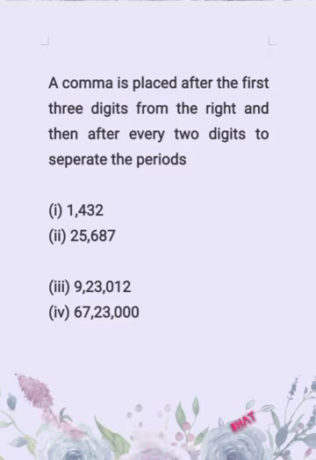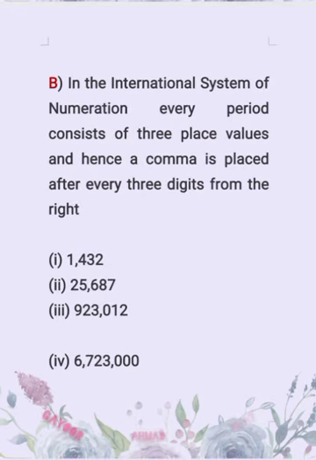Similarly, the numbers 9,23,012 and 67,23,000 have three periods each. Lakhs period 9 in the first, 67 in the second, and thousands period 23 in both, while the ones period 012 in the first and 000 in the second, and the three periods in each case are separated by commas. Dear friends, in the international system of numeration, every period consists of three place values, and hence a comma is placed after every three digits from the right.